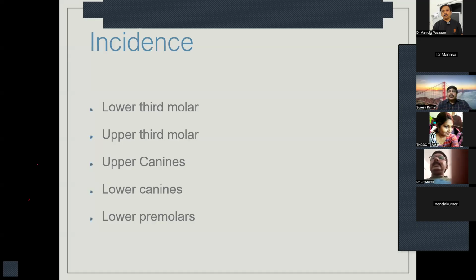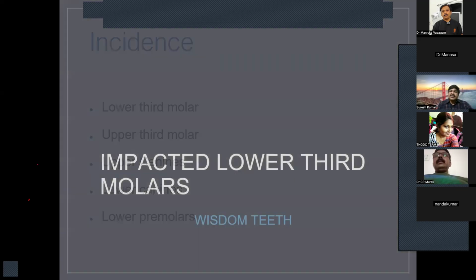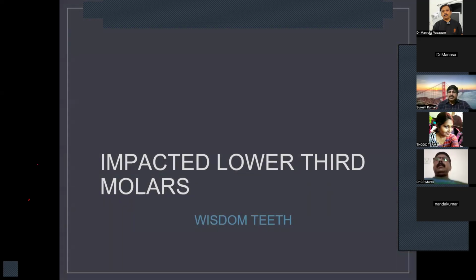Right. So let's look at the incidence. Which teeth are more prone to get impacted? As you are all practitioners, you will see impacted teeth daily. The commonest tooth which gets impacted is the lower third molar, followed by the upper third molar, and then the upper canines, lower canines, and lower premolars. In this order they get impacted. Incidence-wise, the lower third molar is the most impacted tooth you will ever see in your practice. So that is why we are going to discuss more about the impacted lower third molars, which are known as wisdom teeth.